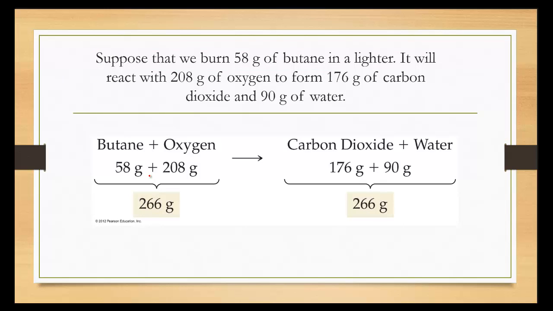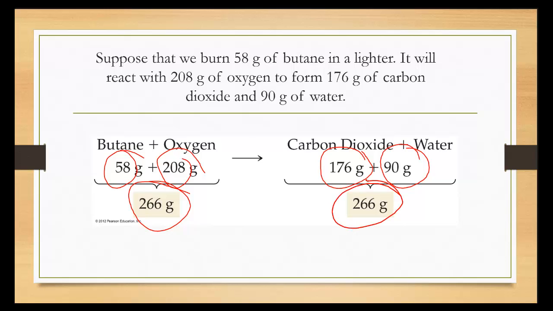Here's another example. Suppose we burn 58 grams of butane in a lighter, reacted with 208 grams of oxygen in the process. Afterwards, 176 grams of carbon dioxide and 90 grams of water were produced. Either way, you had 266 grams at the beginning and 266 grams at the end. That's because the atoms didn't disappear, they just changed forms. They changed who they were bonded with.